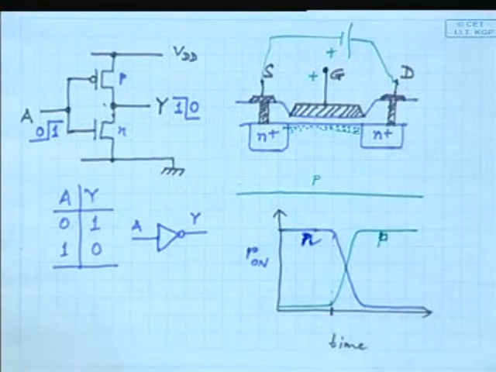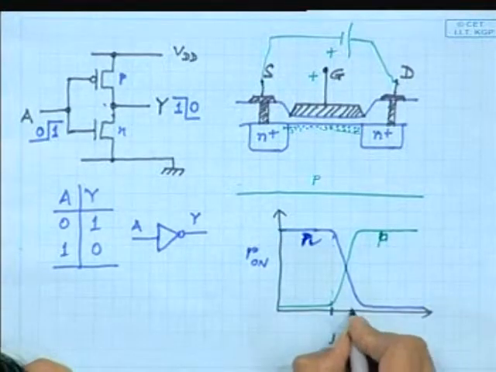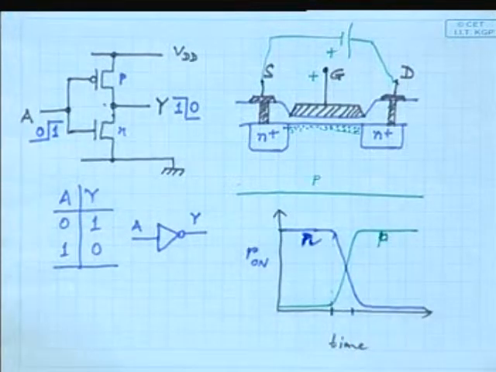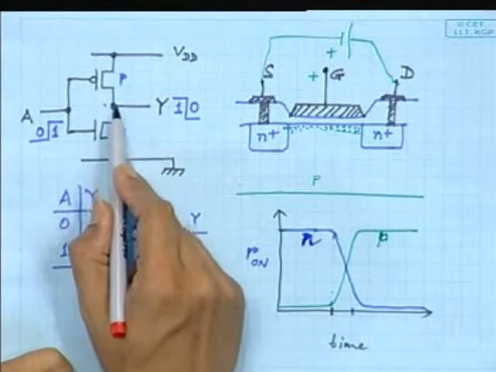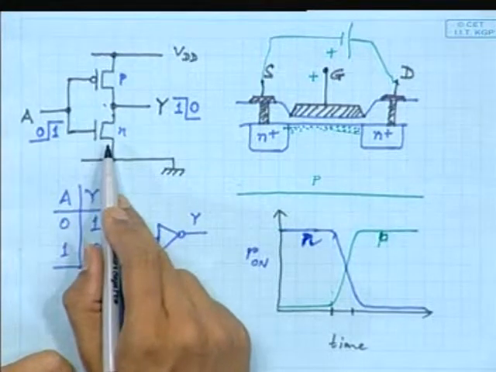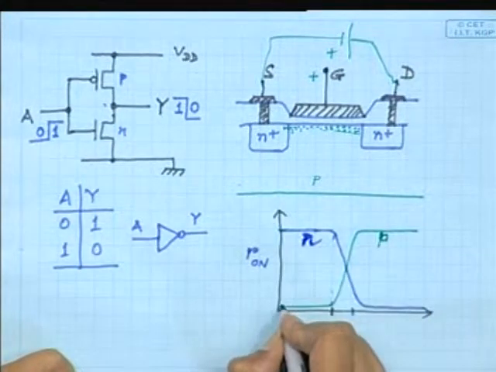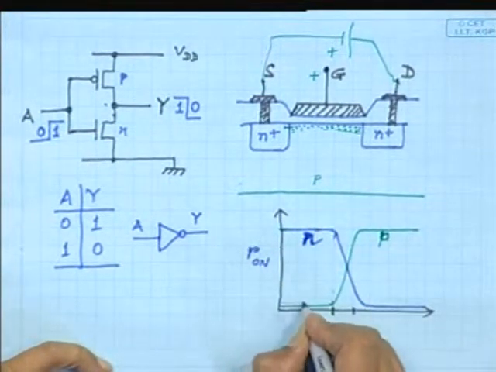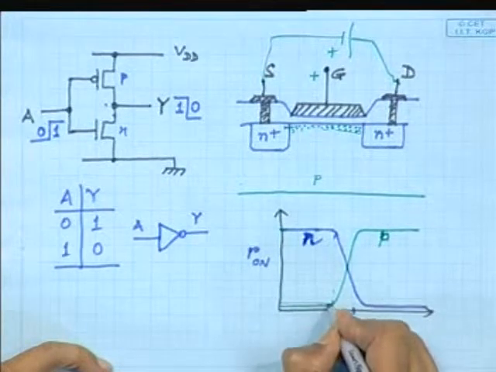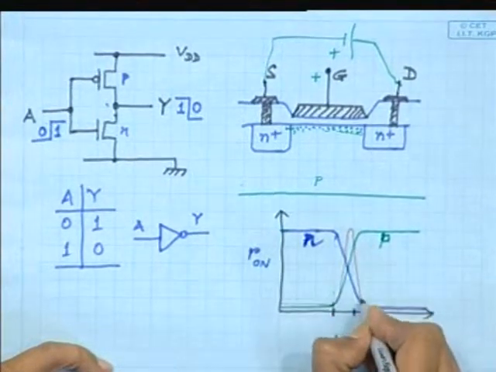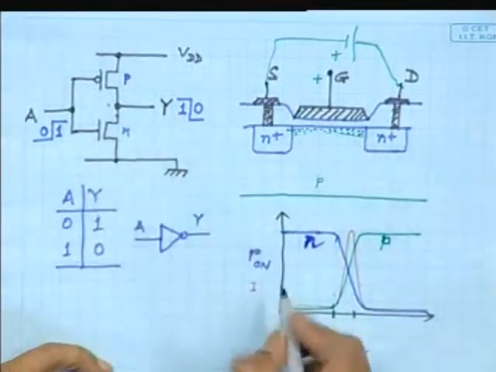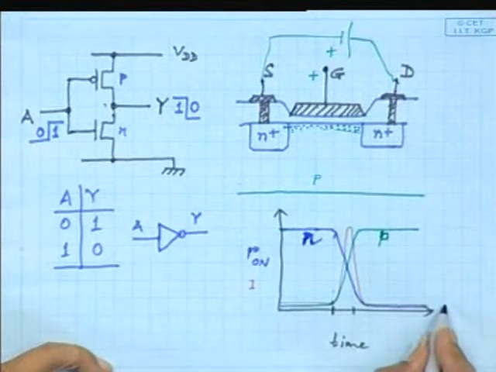Now what we find is that at some portion of time both of them are moderately conducting. Okay, so as a result there will be some current flowing from the power supply directly through two transistors to the ground. If we look at the current waveform, maybe here it is 0, here also it is 0, in between there will be a current pulse. Okay, the red one is the current drawn from the power supply, and it will have some peak.